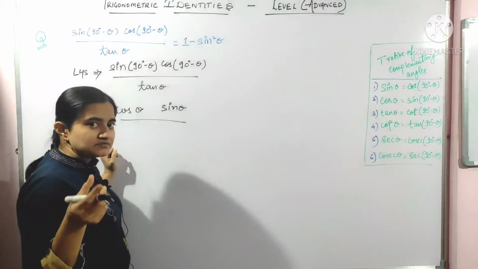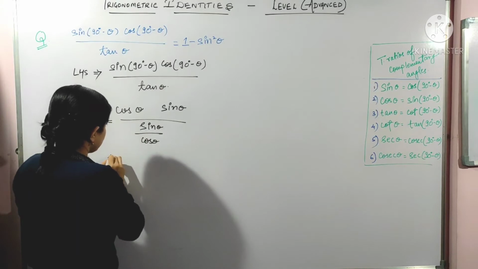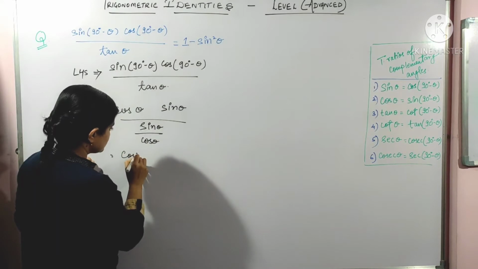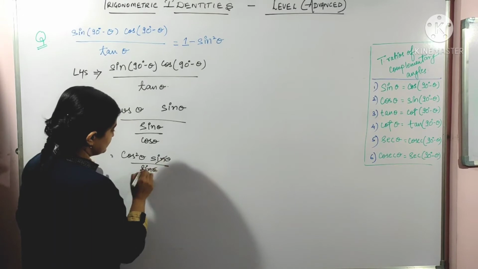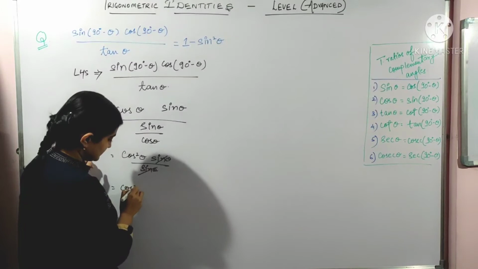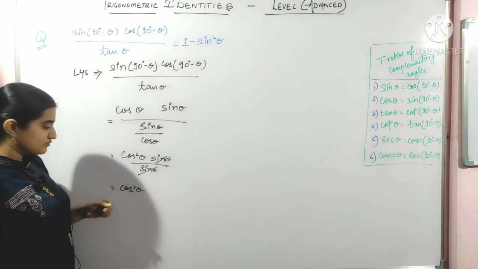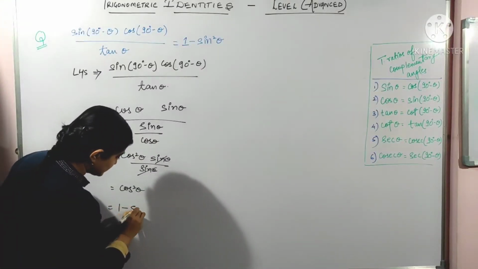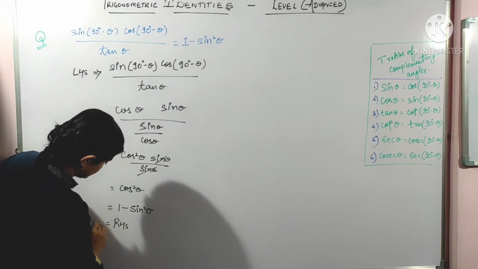See, tan theta can be written as sin and cos, so we can write here sin theta upon cos theta. And now cos into sin, and this will go here, so we can write cos square theta into sin theta upon sin theta. And now we will remove this. What we want here is 1 minus sin square theta, and what we have achieved here is cos square theta. Now we will put this value here, because sin square theta plus cos square theta is 1, so the cos square theta value will be 1 minus sin square theta, and hence we got RHS. Therefore LHS equals RHS.